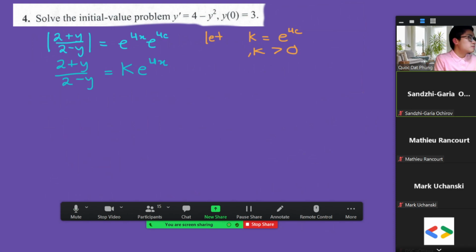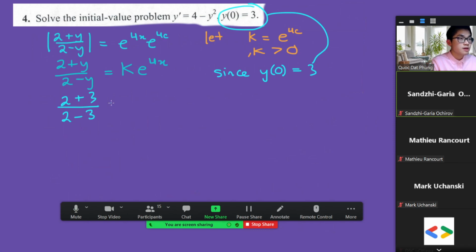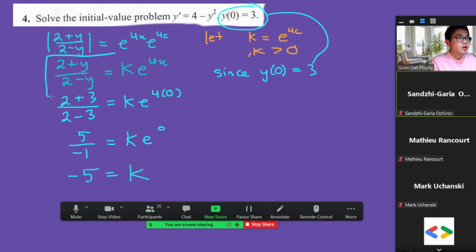And now, since y of 0 is equal to 3, and that comes from this fact right here, then we have to substitute it in. So we get 2 plus 3 over 2 minus 3. That's equal to k times e to the power of 4 times 0. Now here we get 5 over minus 1 is equal to k times e to the power of 0. So k is minus 5. And all we have to do is substitute it back into here in order to solve for y.